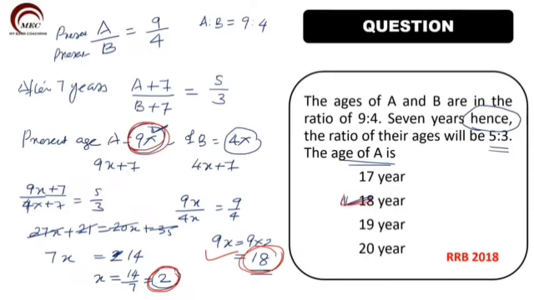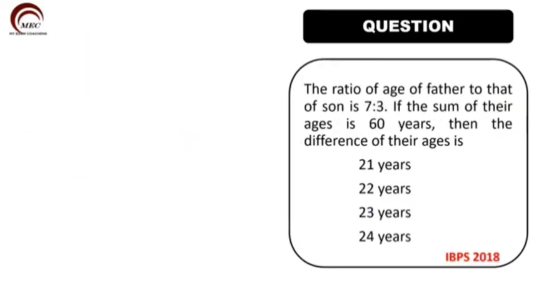So let us go to the next question. The ratio of age of father to that of son is 7 is to 3. So now we can see father to son. Present age of father to son, the ratio is 7 is to 3. So we can take directly the present age of father as 7x, and the present age of son as 3x.